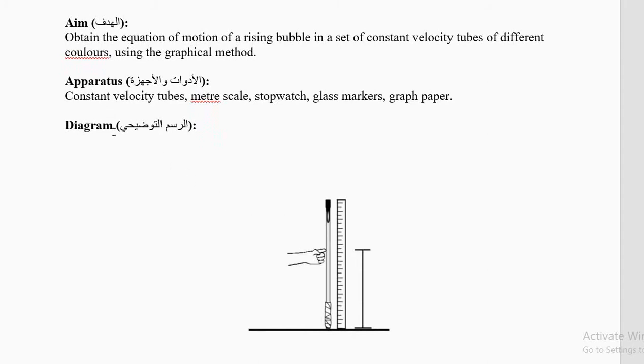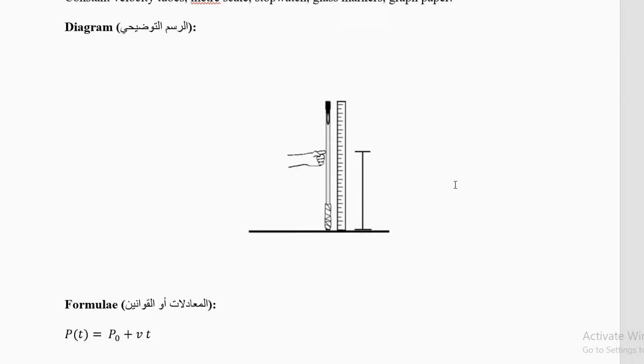Now, what is the apparatus you need? Constant velocity tubes, meter scale, stopwatch, glass markers, and graph paper. Glass markers are similar to your whiteboard markers. They work on these tubes, so you don't have to go for special markers. All the calculations will be done graphically and by no other method. So the focus is on the graphical method.